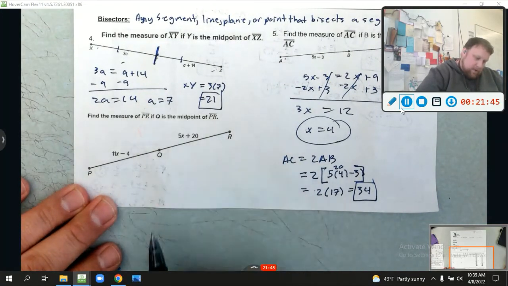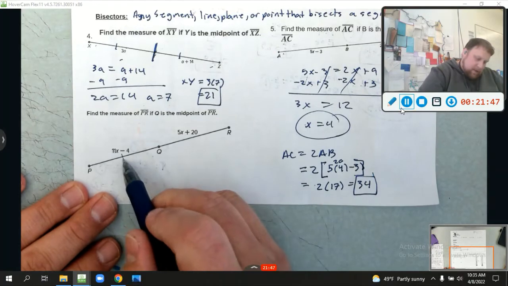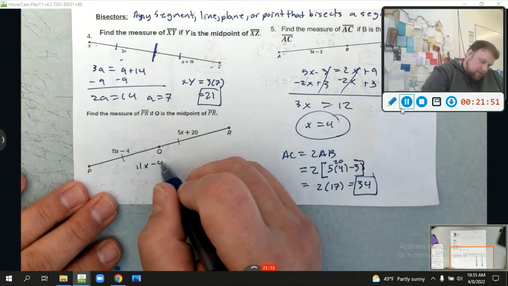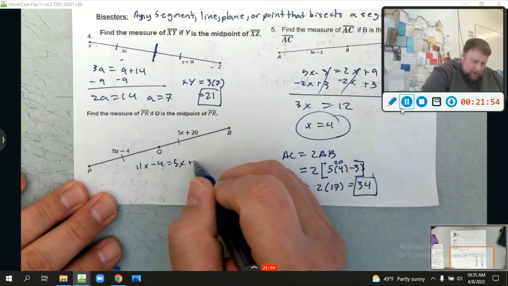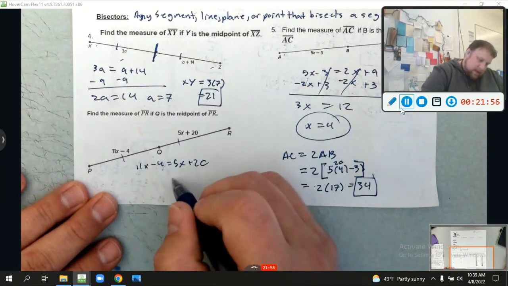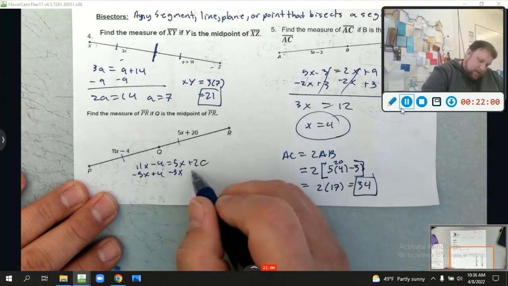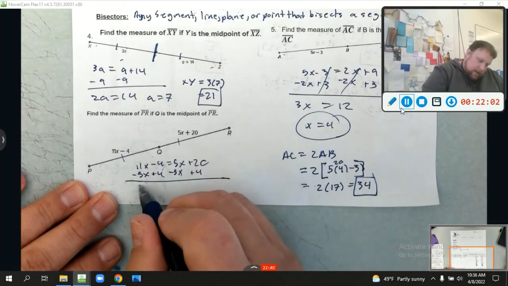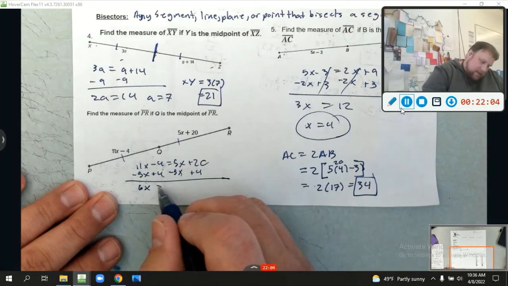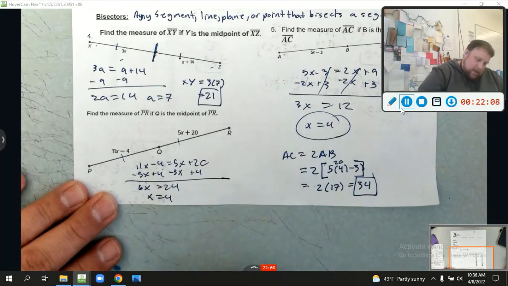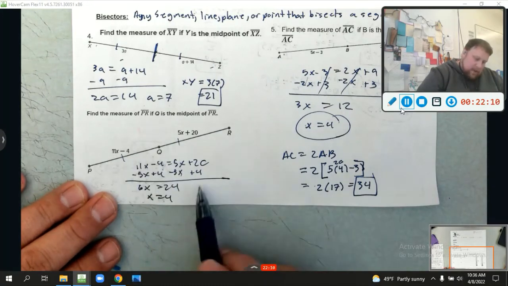So again, it's the midpoint. These sides are equal to each other. We set them equal. 11x minus 4 equals 5x plus 20. I'm going to subtract 5x from both sides and add 4 at the same time. And I get 6x equals 24, or x equals 4. And then again, it's just 2 times one of those sides. I'm going to go ahead and do it with this side.